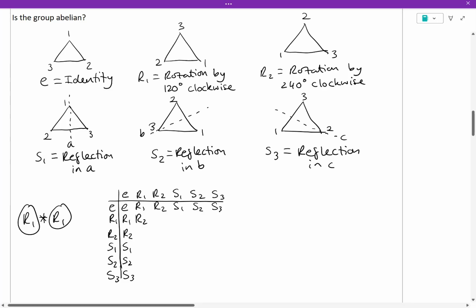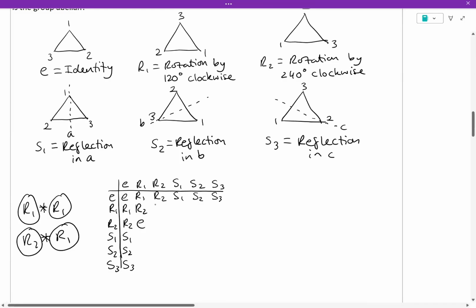Now, if we move on to this element here, we would be doing R2 combined with R1. So if we do R1 first, that's a rotation by 120, and then we follow it with a rotation by 240, which is equivalent to a rotation by 360, which is my identity, because that doesn't do anything. So we've got E in there.